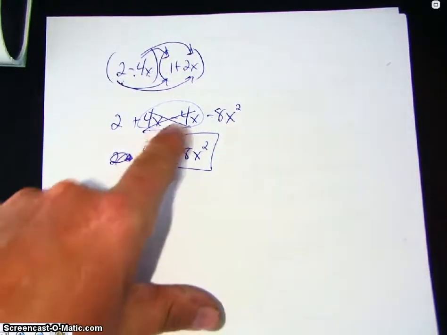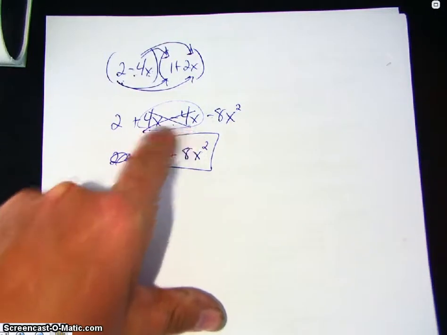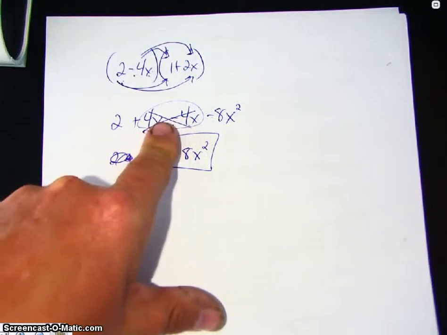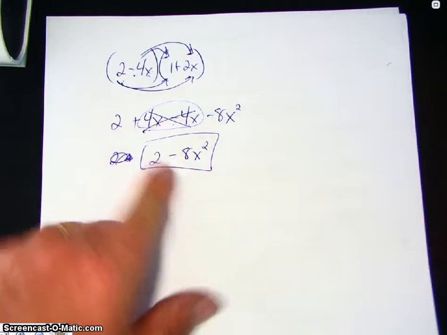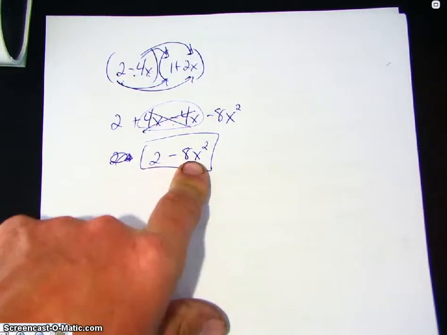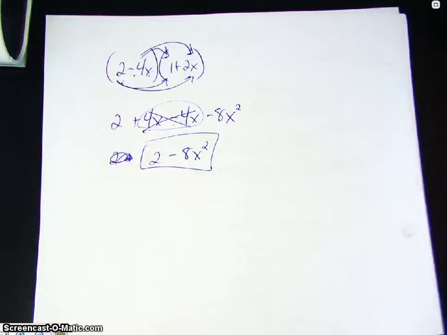So I like this example because sometimes the two like terms that you can add together will end up canceling out or end up adding to 0. So then you'll be back down to two terms. So that can happen. Let's look at another example.